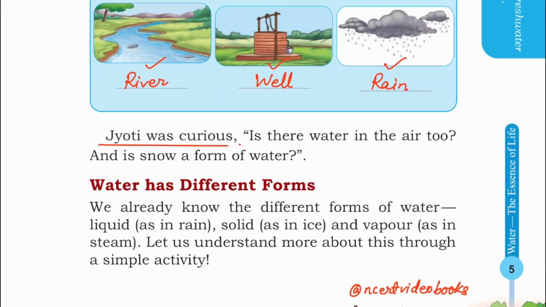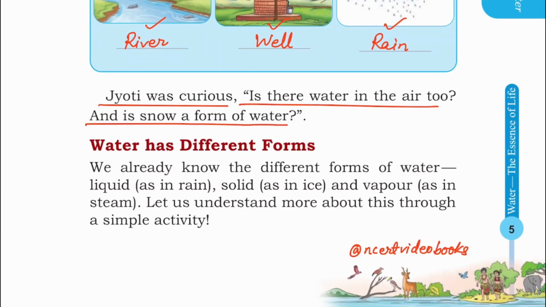Jyoti was curious, is there water in the air too? And is snow a form of water? Yes, there is water in the air and it falls in the form of rain or snow or dew. And snow is a form of water.